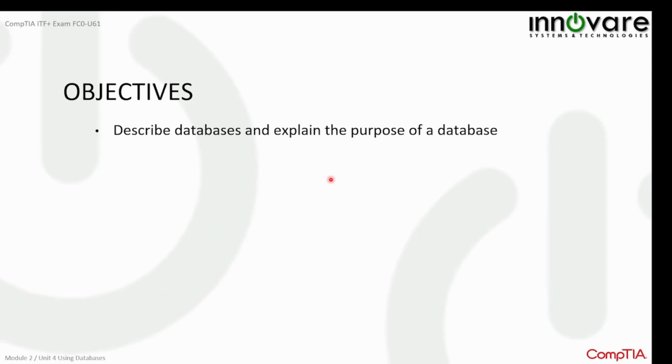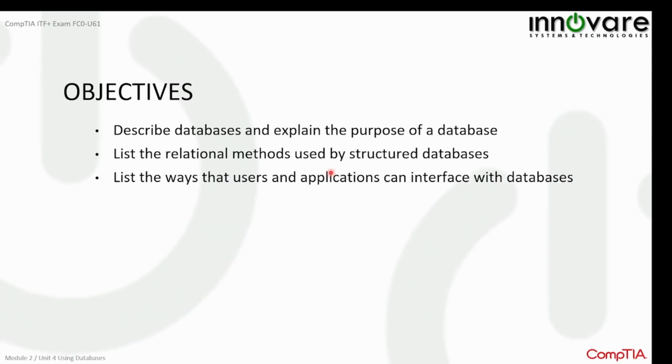So at the end of this unit, you will be able to describe databases and explain the purpose of the database. What is it for? I mean, what's the use and benefit of the database? The objective is also to list the relational methods used by structured databases, and then list the ways that users and applications can interface with databases, and then be able to distinguish application architecture models.